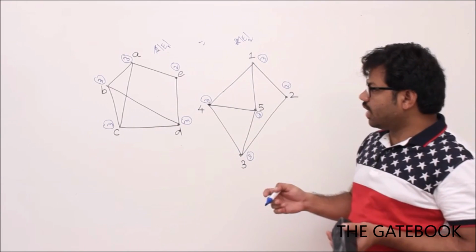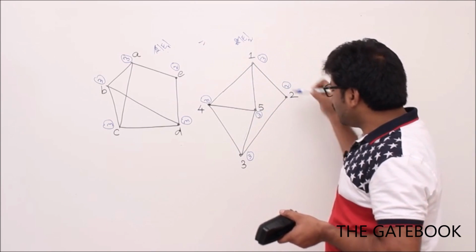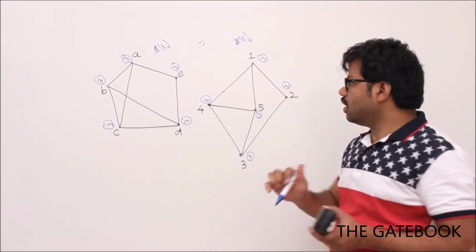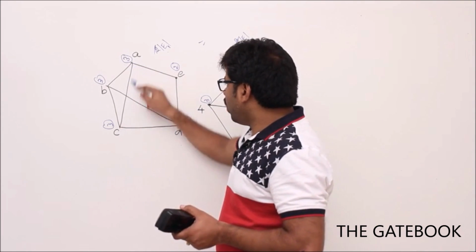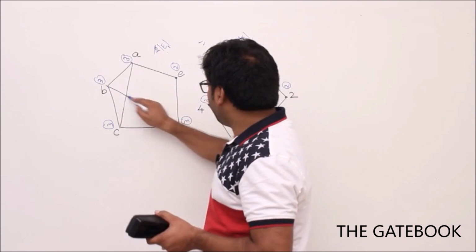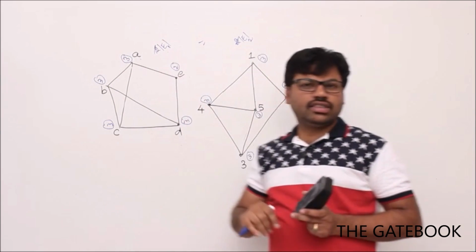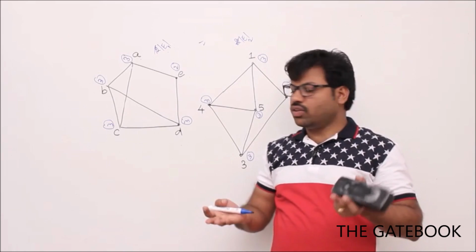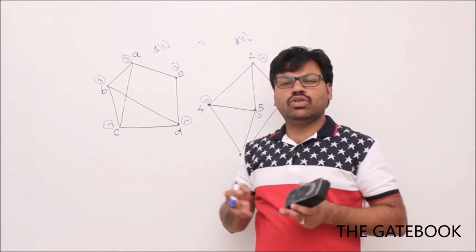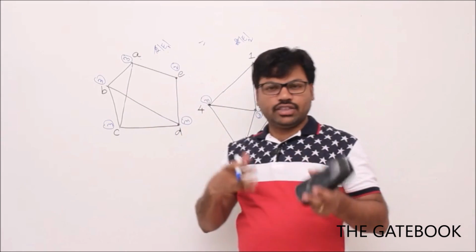Let's see any 4 length cycle. There is one 4 length cycle, 1, 2, 3, 4. Any other 4 length cycle? Yes, 1, 2, 3, 4. There are 2 4 length cycles. So here also we have one, second one, one more here, you see, B, D, E, A. There are two 4-length cycles. So whatever property I am trying, both graphs are satisfying. Then slowly I am getting confidence that maybe these two graphs are isomorphic.